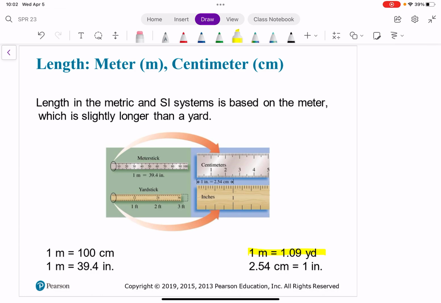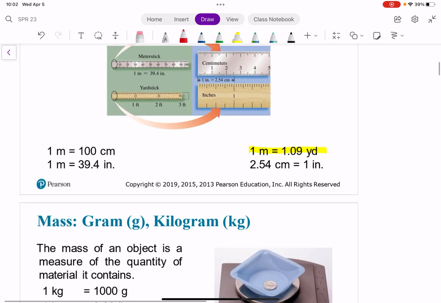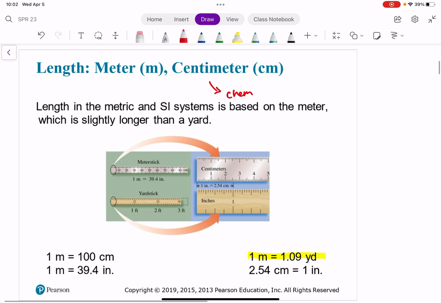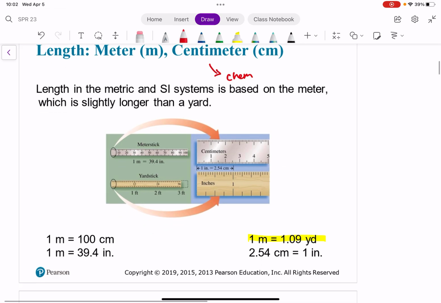Pretty soon here, actually. And then in chemistry, we probably aren't going to take very many measurements in meters, but we might take some in centimeters. And that's again because we're measuring smaller things in chemistry usually.